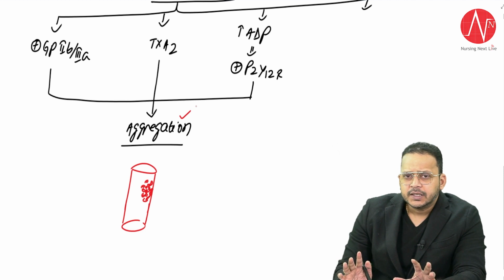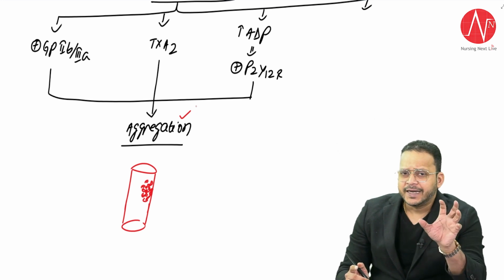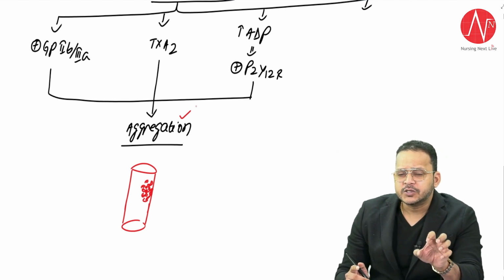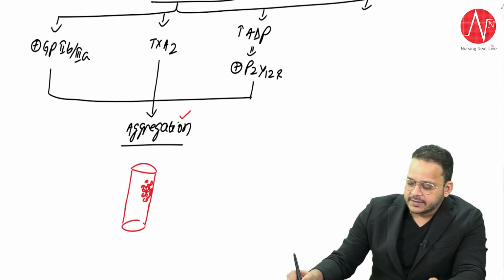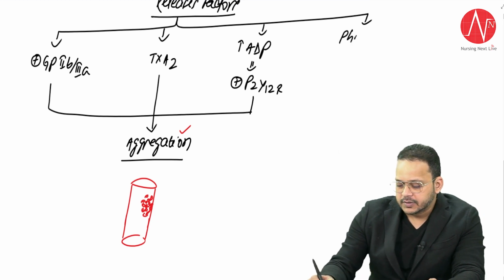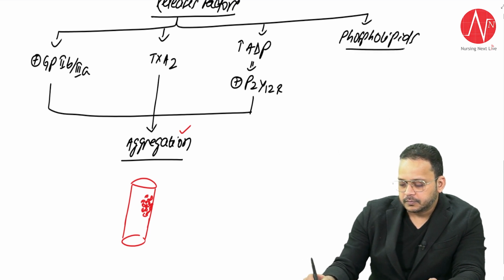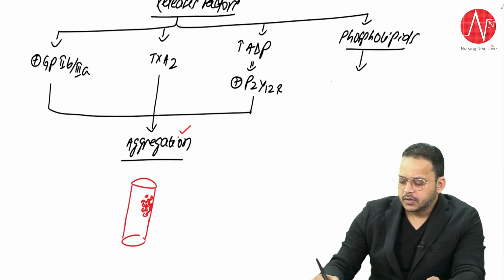But remember, the aggregate of platelets is not the permanent thrombus. It is a weak thrombus. I need to make it strong. I need to stabilize this thrombus. How do I do that? For that, there is a 4th factor released. The 4th factor released are called phospholipids, which activate our coagulation system.